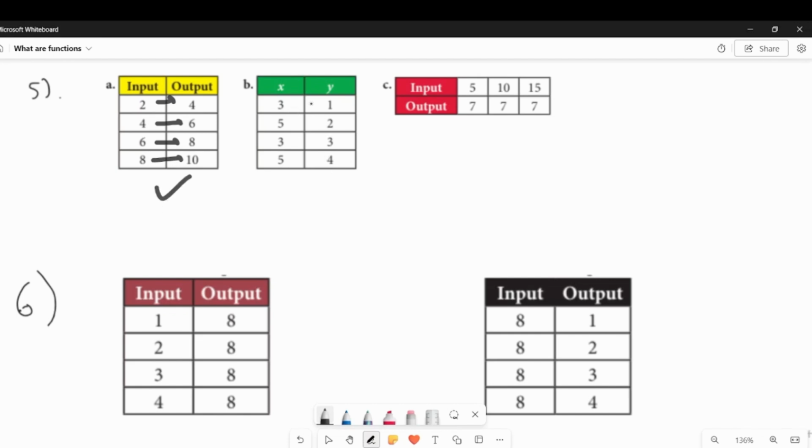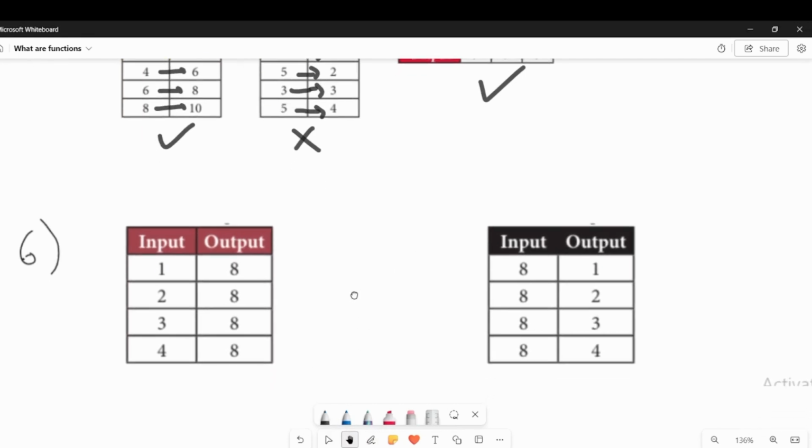Now if we see here, 3 is having the output 1. But here also we have 3 and it's having the output 3. Similarly, 5 is having the output 2, but here 5 is also having 4. So you can see the inputs are having more than one output. That means this is clearly not a function. This one will be a function because you can see every input is just having one output.